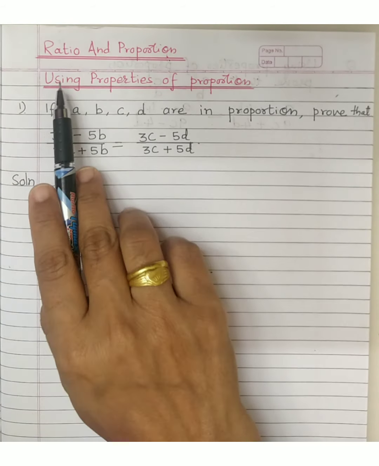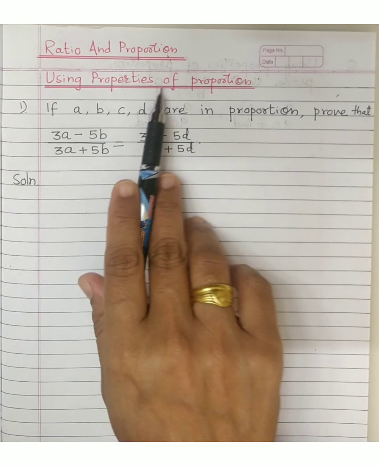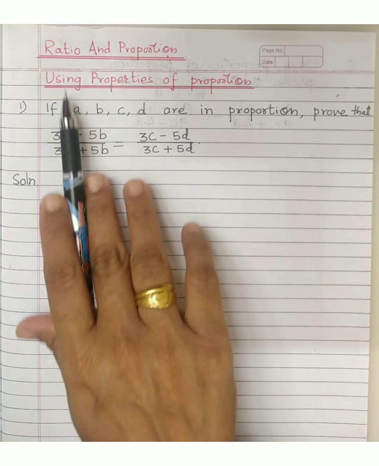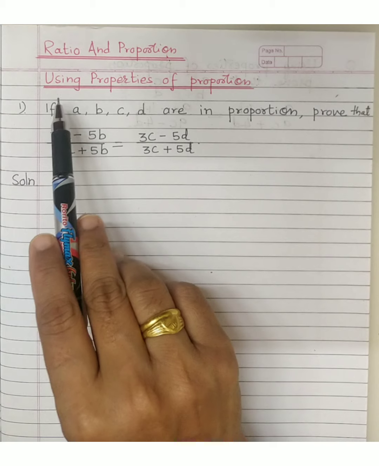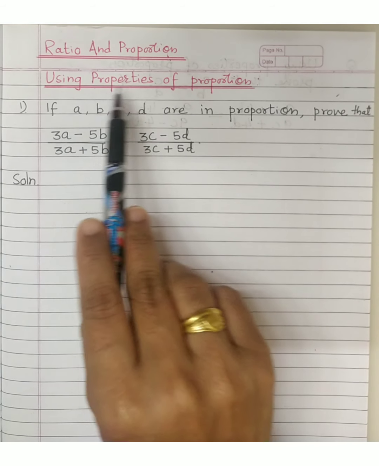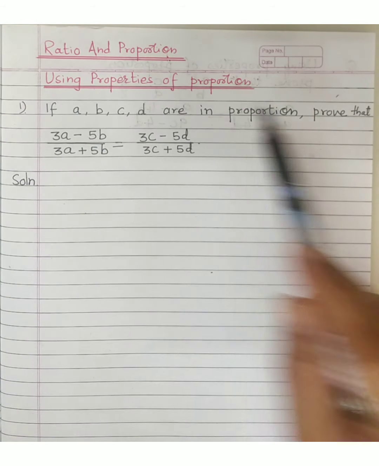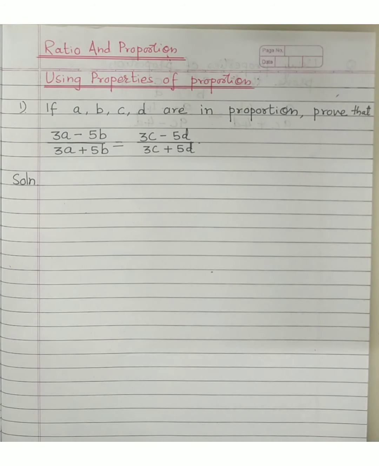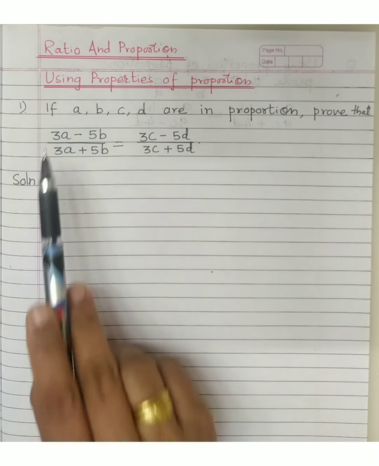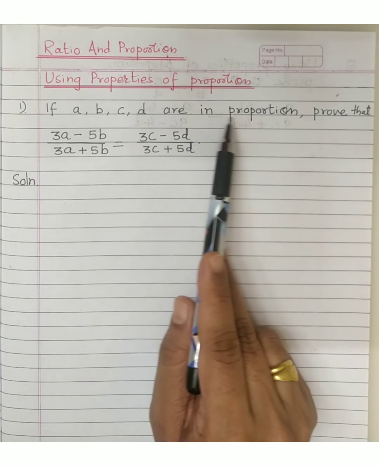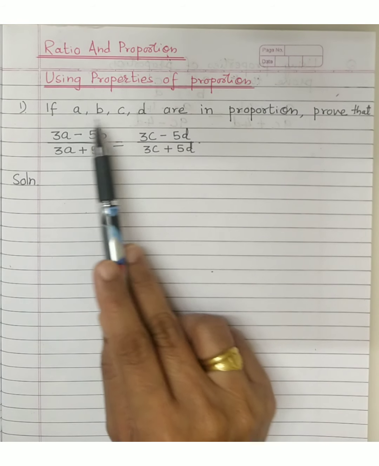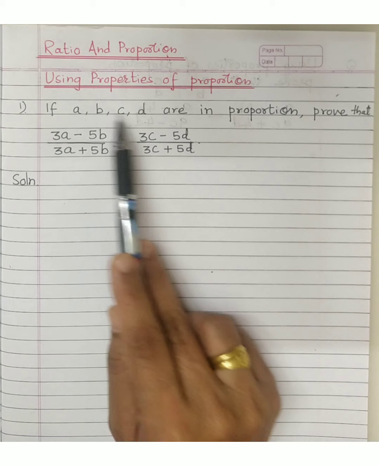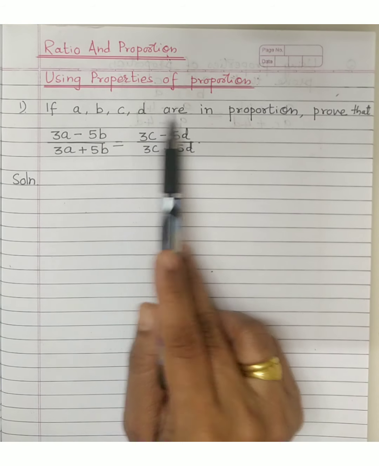Look at this question. Using properties of proportion. This word is important here. If the instruction is given using properties of proportion, compulsorily you have to use whichever is the suitable property to solve the problem. The question is, if A, B, C, D are in proportion, you know what it means? A upon B is equal to C upon D. This is given to us.